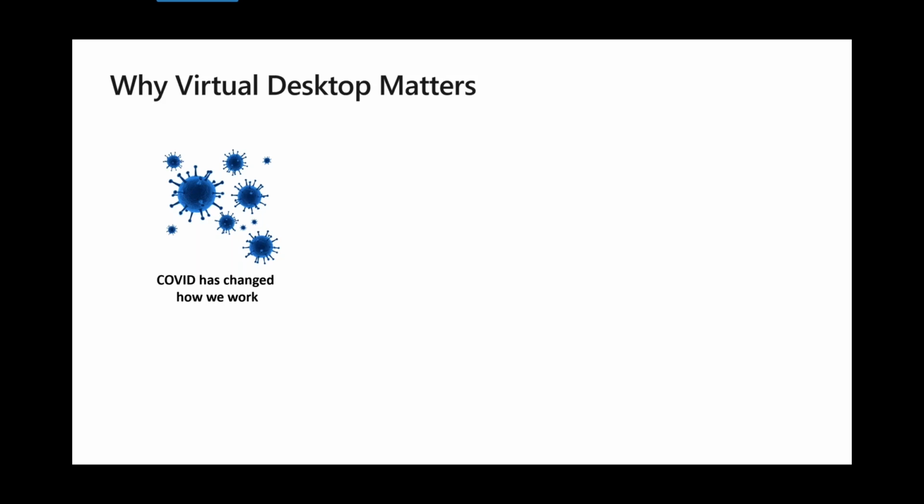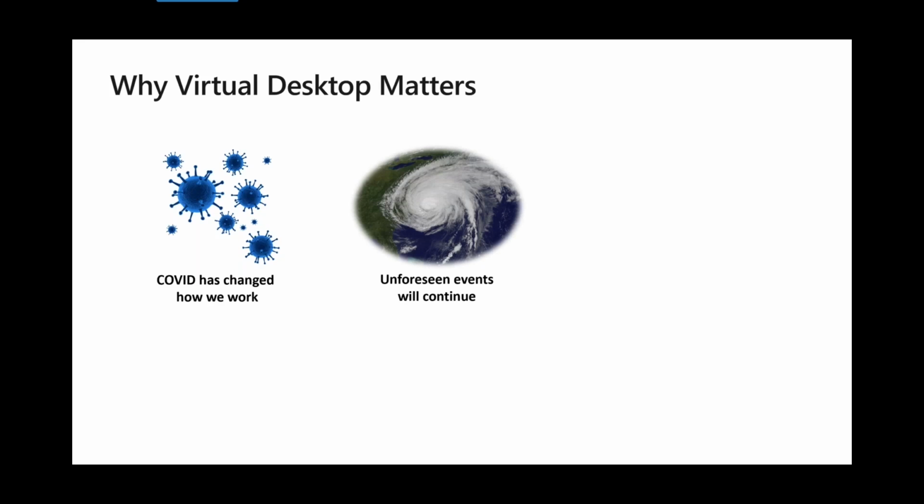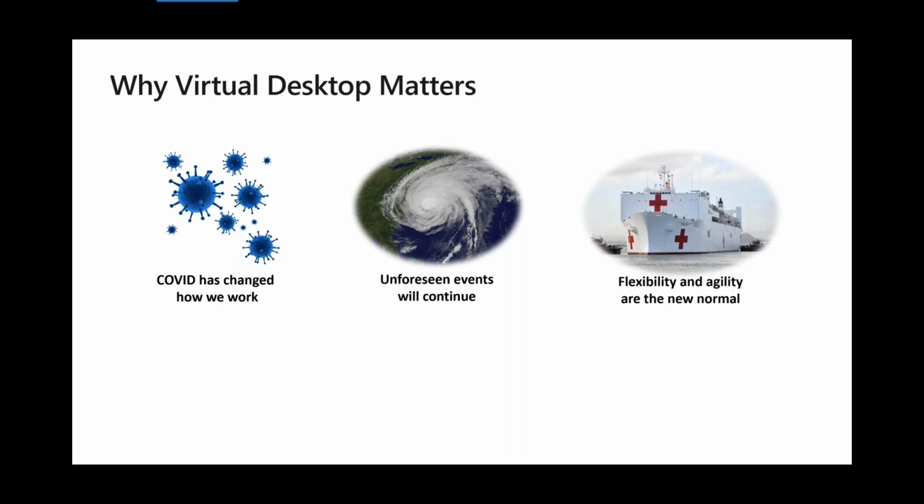But I don't think COVID is going to be the only thing that affects this. Other events like hurricanes or natural disasters, or, as one of my colleagues likes to say, murder hornets and killer bees, are going to continue in our world. And it's only going to make work from home and work from a virtual desktop more and more important. Now, the challenge with that is how do we scale? How do we become agile and flexible in that new normal?